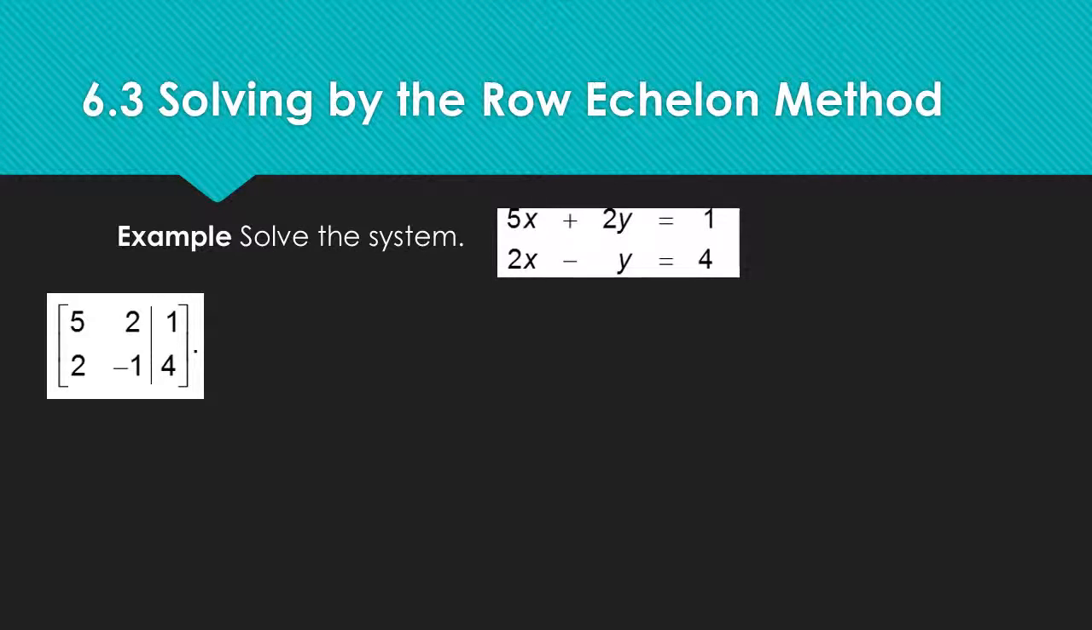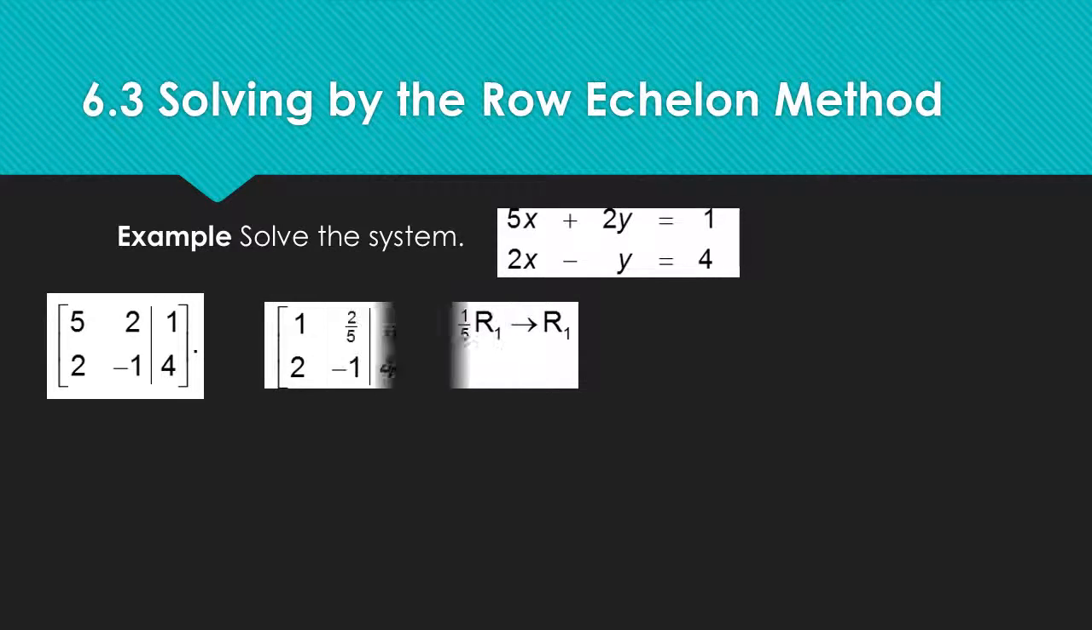Okay, there's our initial matrix. Now remember, we want to get a 1 in the upper left corner. So what we do is we multiply 1/5 by row 1. And here you've accomplished that. So we have 1, 2/5, and 1/5. Don't let the fraction freak you out.